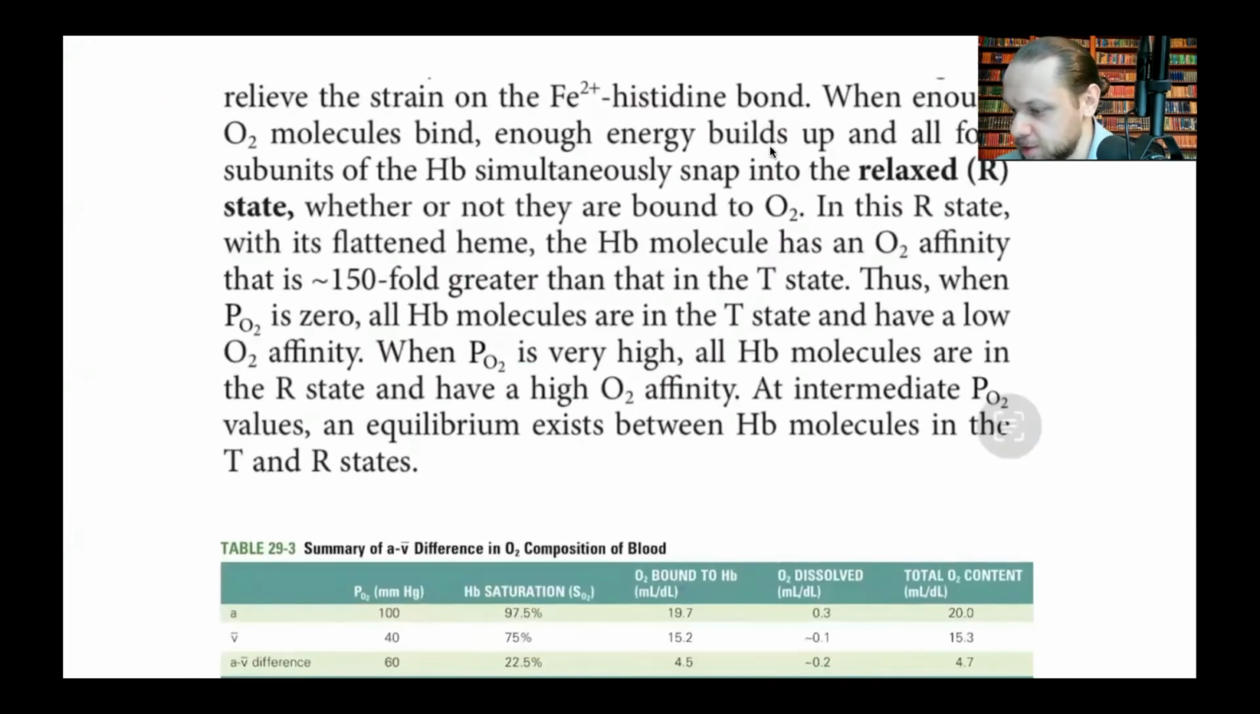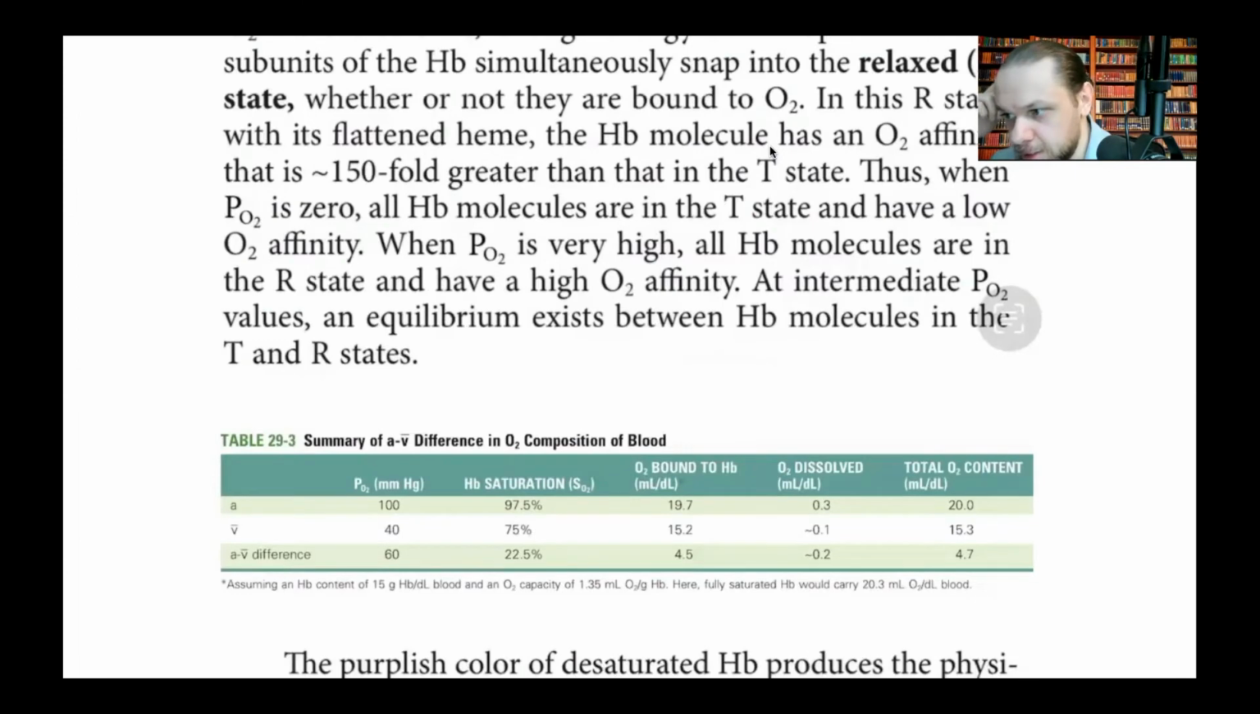We talked about the relaxed state and the tense state. Any questions about that? About tense to relaxed state? This will become important as we talk about hemoglobin dissociation curves. Or that's pretty clear.